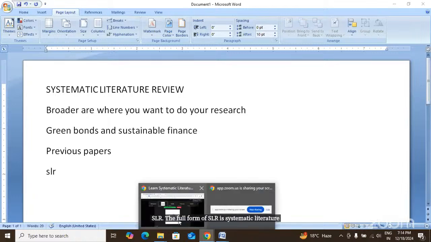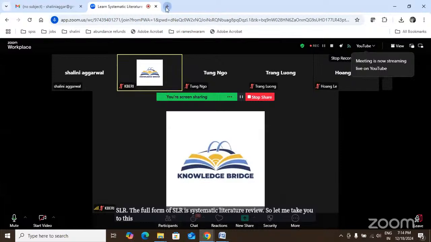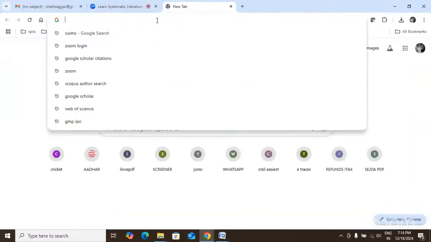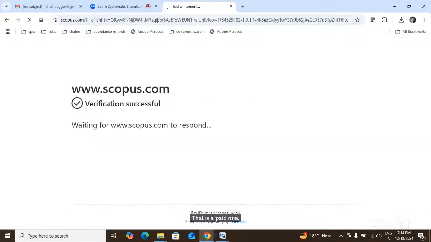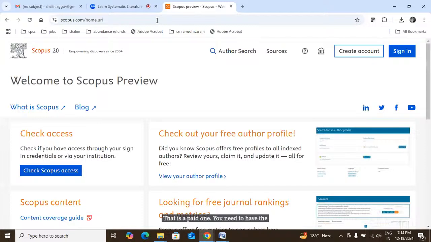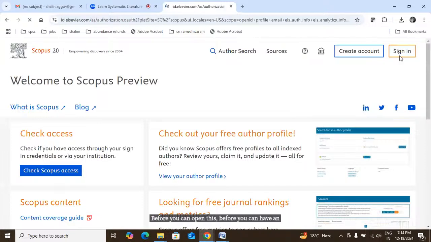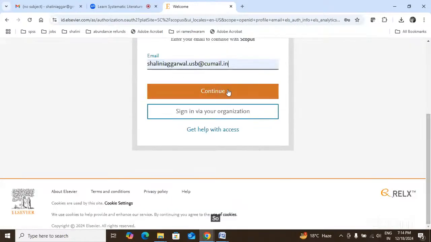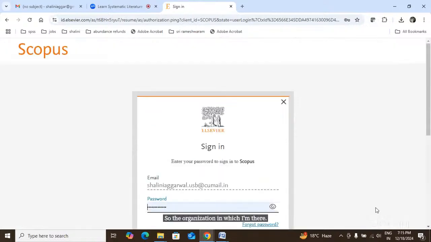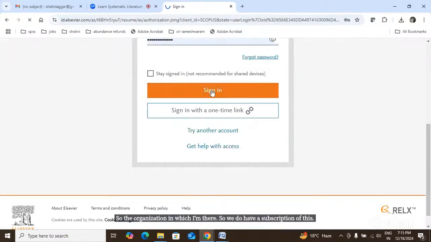So let me take you to this. Let me open scopus.com. So this is one website that is a paid one. You need to have the subscription of scopus.com before you can have access to this. Thanks to our institution, the organization in which I am, we do have a subscription of this, right? So let me sign in over here with my college ID.